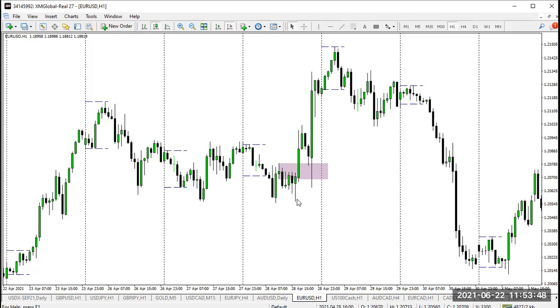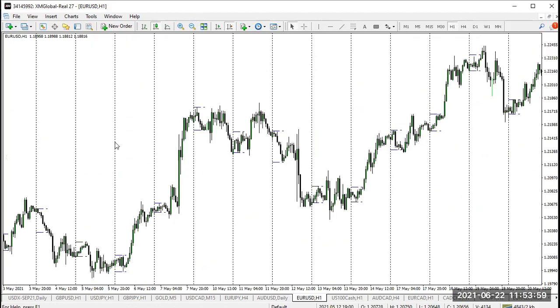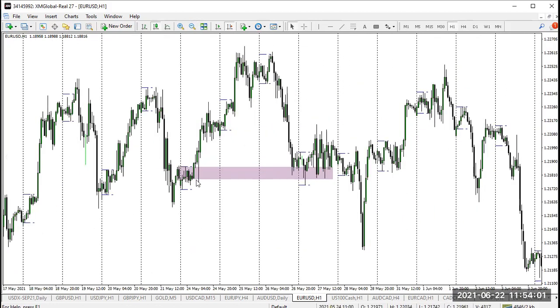Low, high, fail, break. This is the mitigation block. The return. This is too valid, with that long wick. Okay, another example here. Low, high, fail, break. This is the mitigation block. And they came back here.